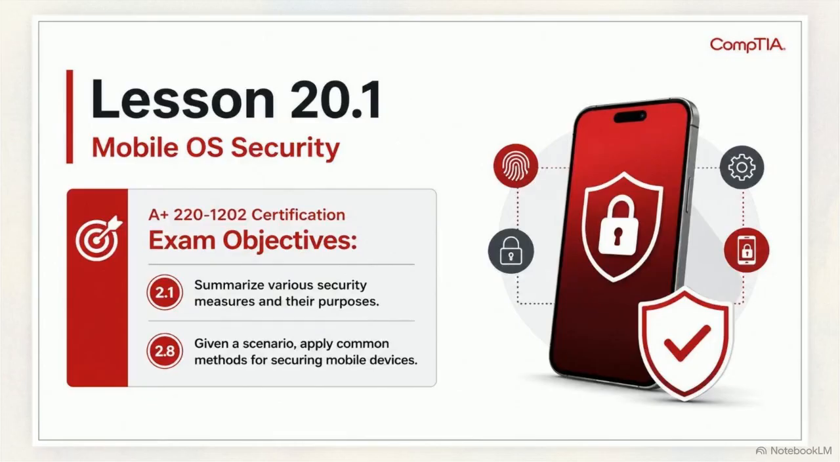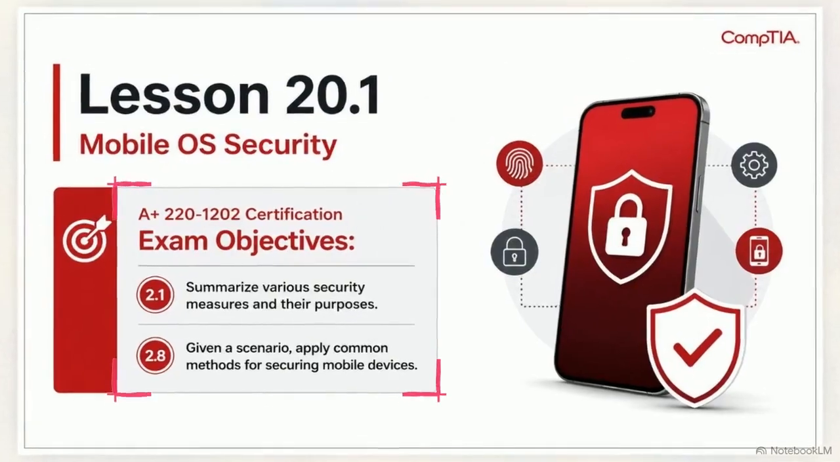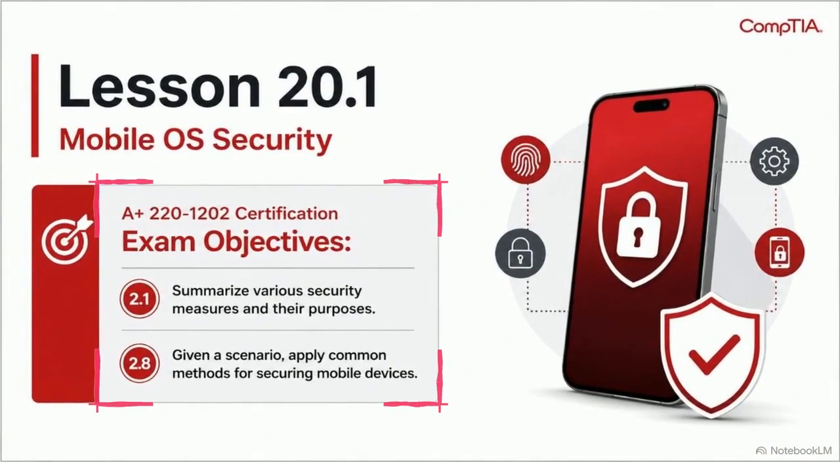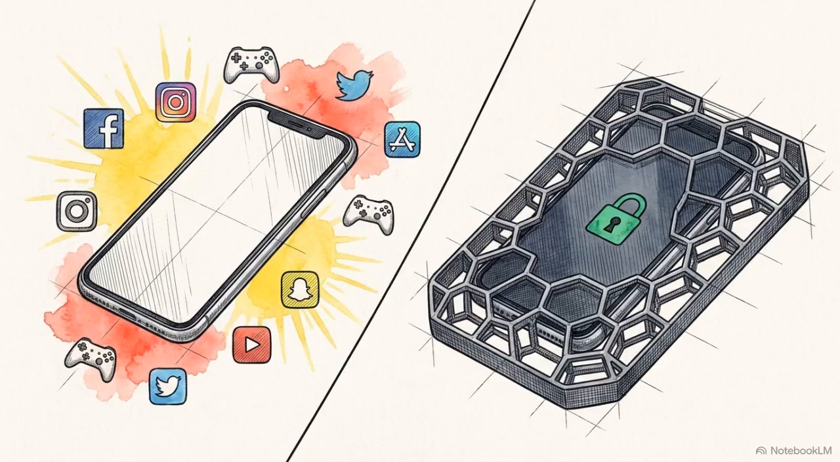As outlined in this official CompTIA slide, mastering these concepts directly applies to the A+ 220-1202 exam objectives. Specifically, summarizing security measures under Objective 2.1 and applying common methods for securing mobile devices under Objective 2.8. This approach moves beyond treating the smartphone as a personal gadget. We are managing it as a zero-trust enterprise endpoint.